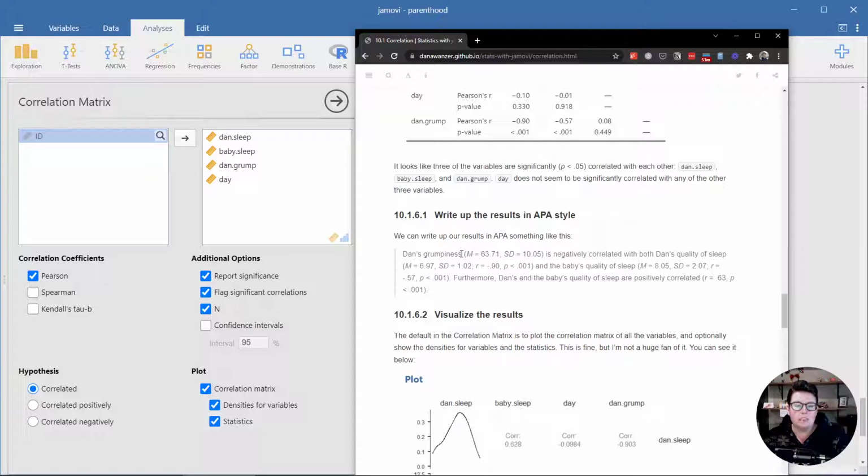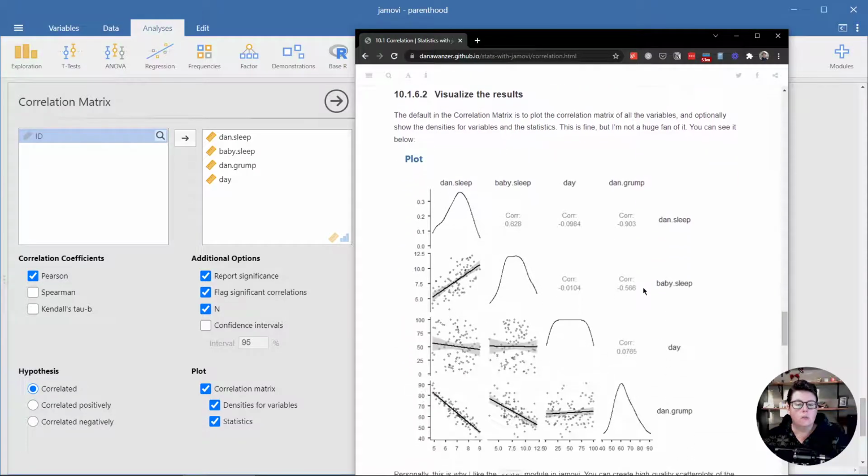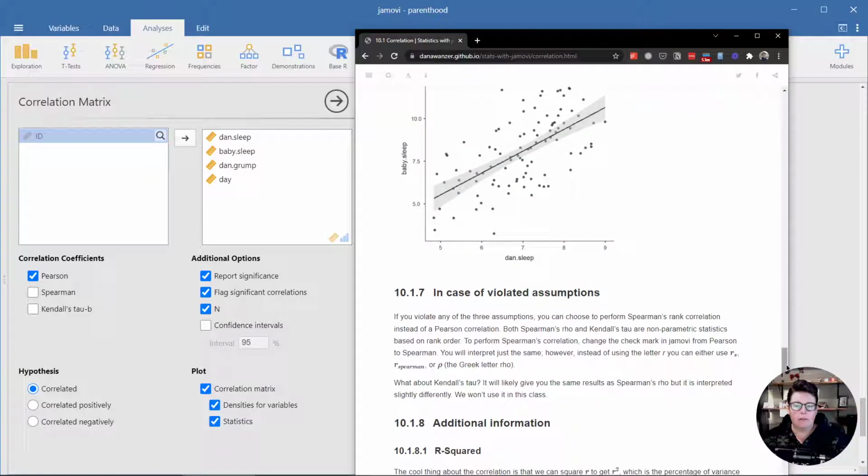Dan's grumpiness is negatively correlated with both Dan's quality of sleep and the baby's quality of sleep. Furthermore, Dan's and the baby's quality of sleep are positively correlated. Okay, so I'm interpreting that they're negatively and positively correlated. I could add more of the strength and say they're strongly negatively correlated. I could also refer people to a table.